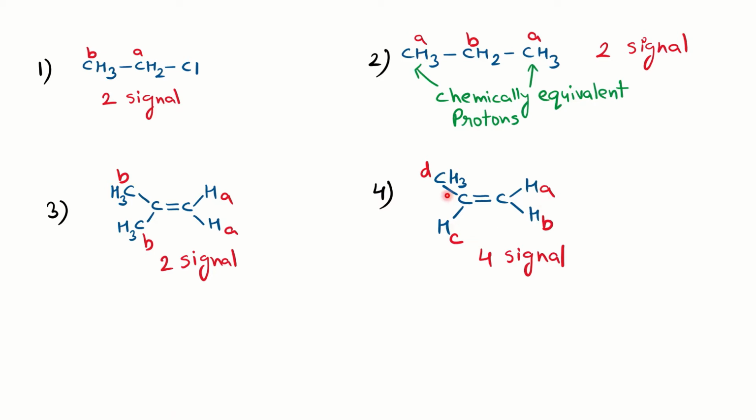Here you have one signal for methyl, the other is for the CH which is attached to this carbon, chemically distinct, and we need to find out now the 2 protons with respect to this carbon, CH2.